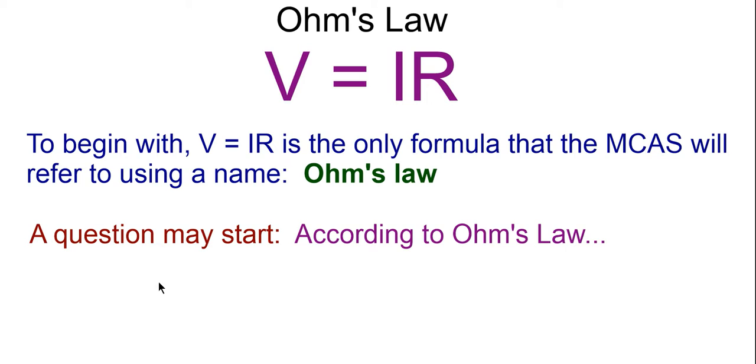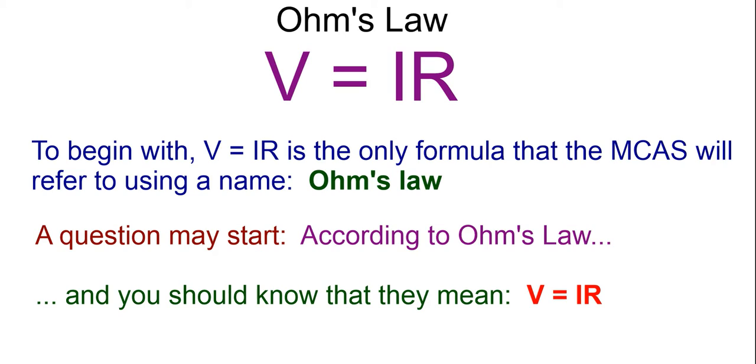A question could start like this: according to Ohm's law, and here's the key, you should know what that means. It means V equals IR. It's probably the only formula they will refer to by a name and assume you know the formula that goes with that name. So when they say Ohm's law, you've got to be thinking V equals IR. You need to be able to do that. Can you?